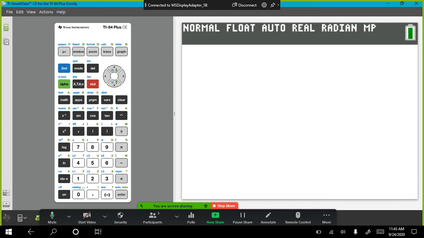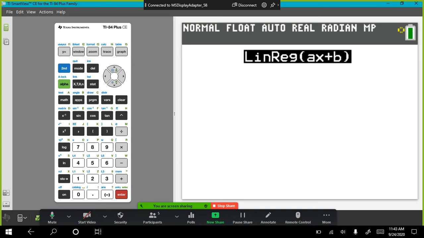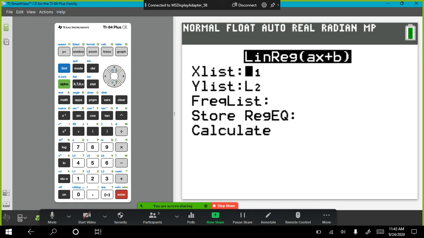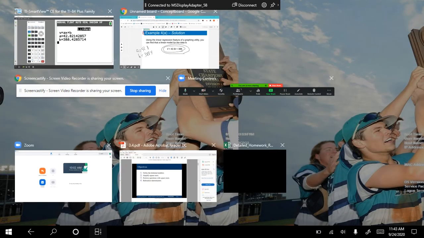And then I quit out of that and I hit stat, and then I arrow over to calc, and it is the line reg, number 4 there. That is what we're looking for when we are forming a linear regression. It means linear regression, basically. Make sure I've got the X list and the Y list correct, hit calculate, and there you go. It tells you the slope and the y-intercept you're going to use to create this equation. So pretty simple stuff there.